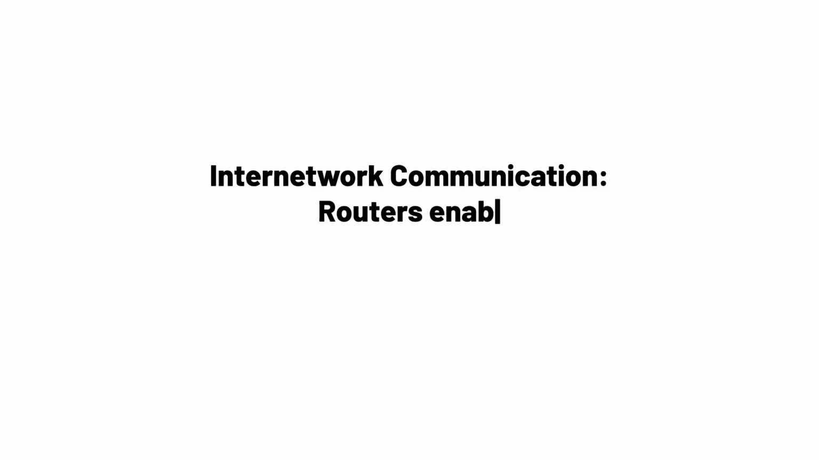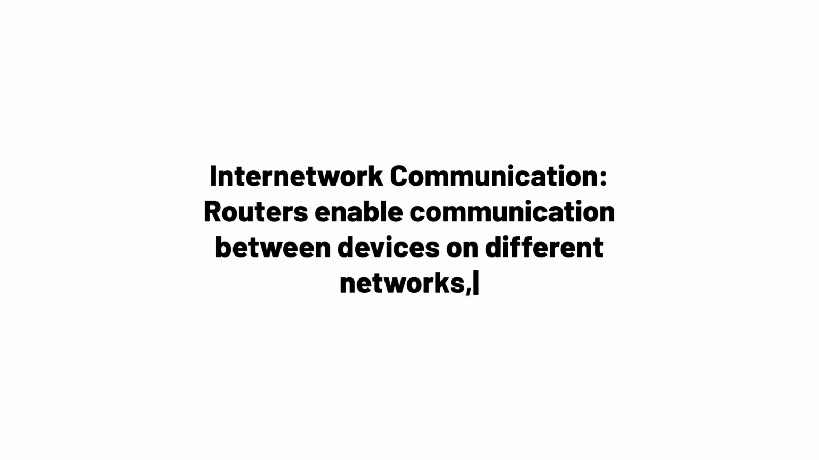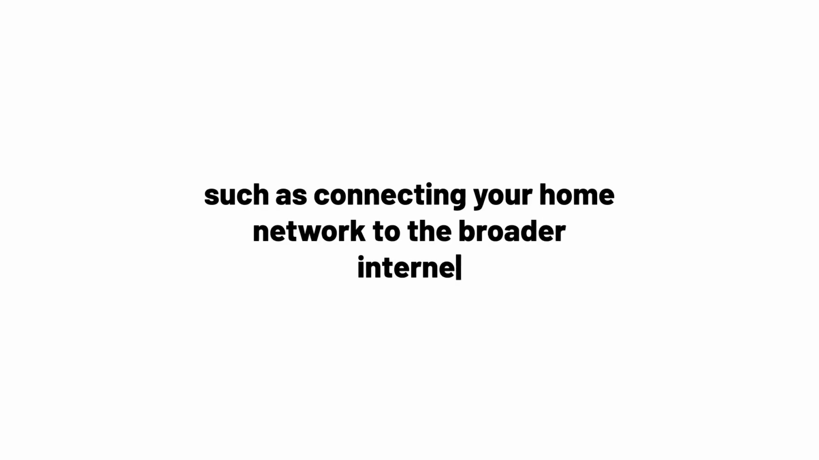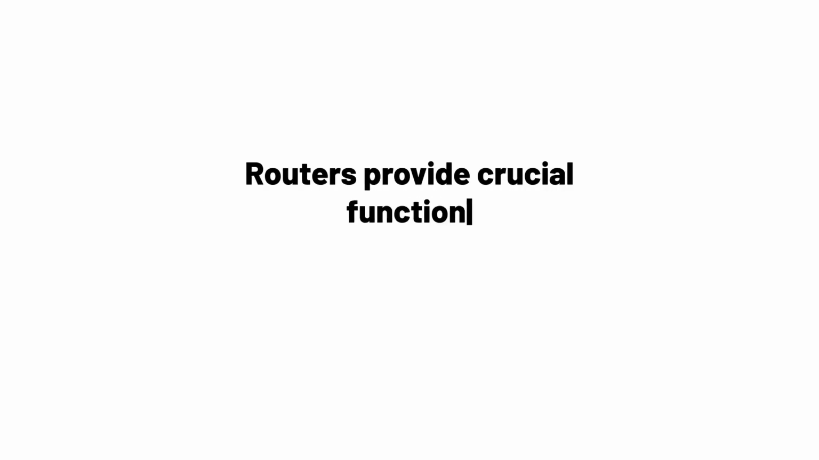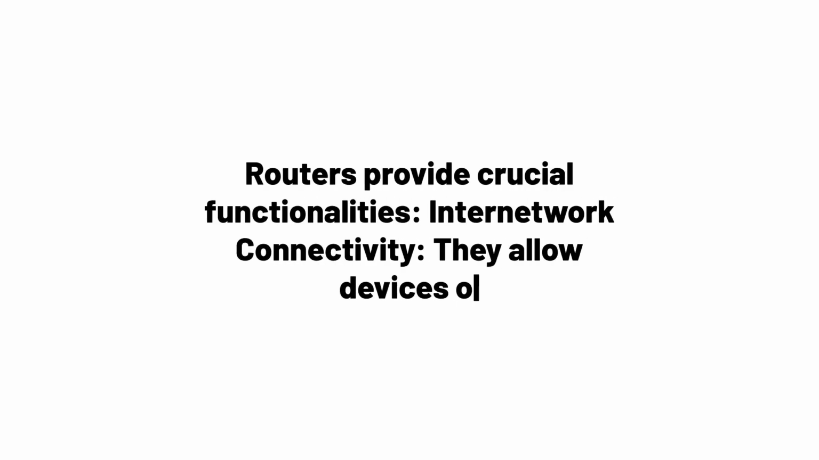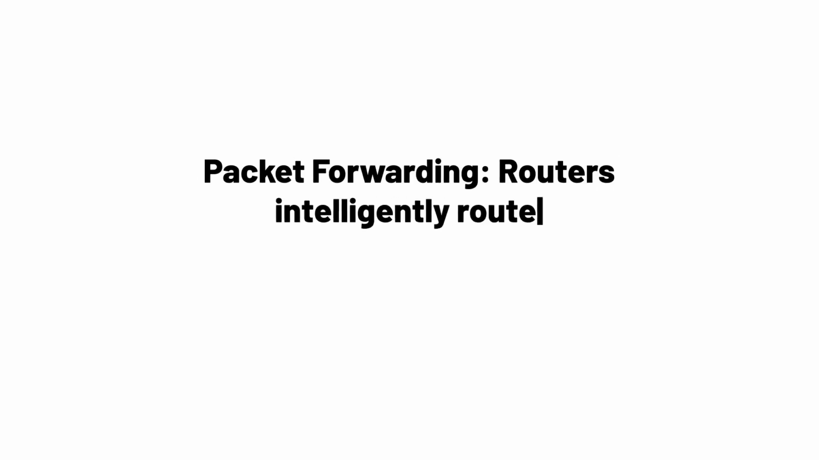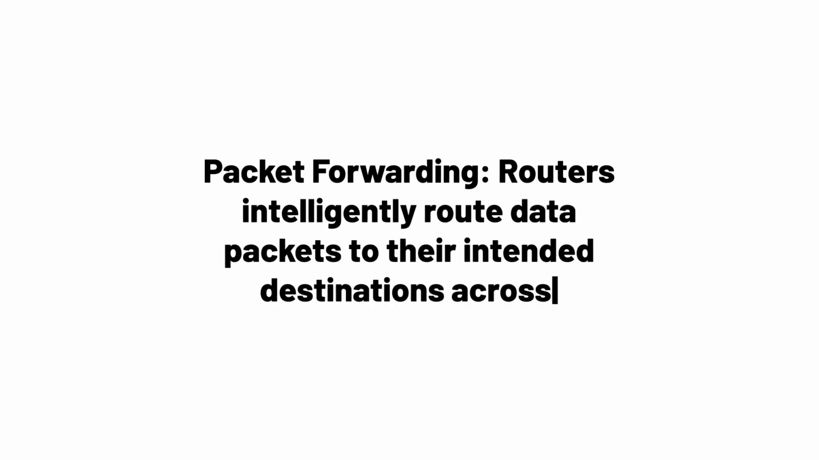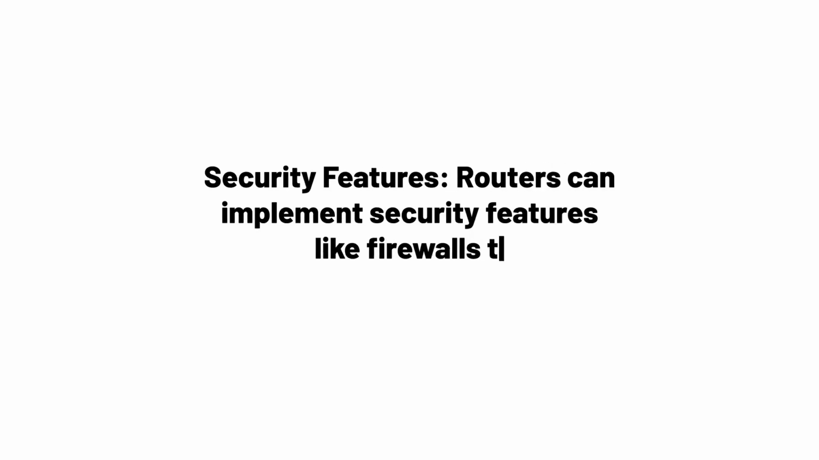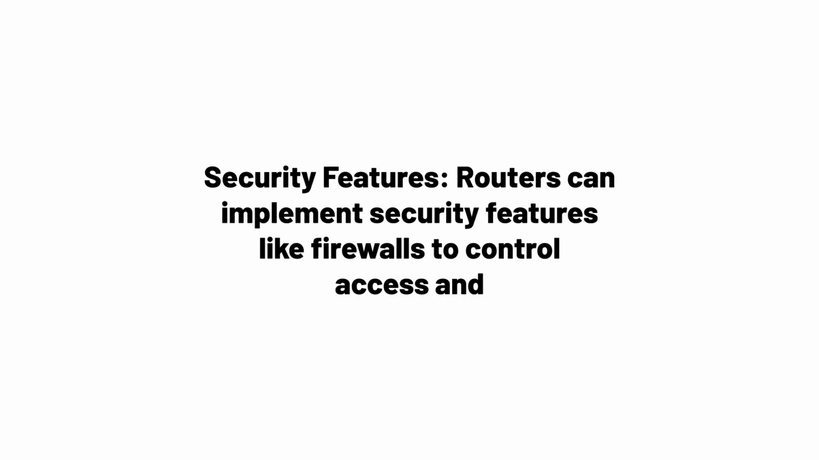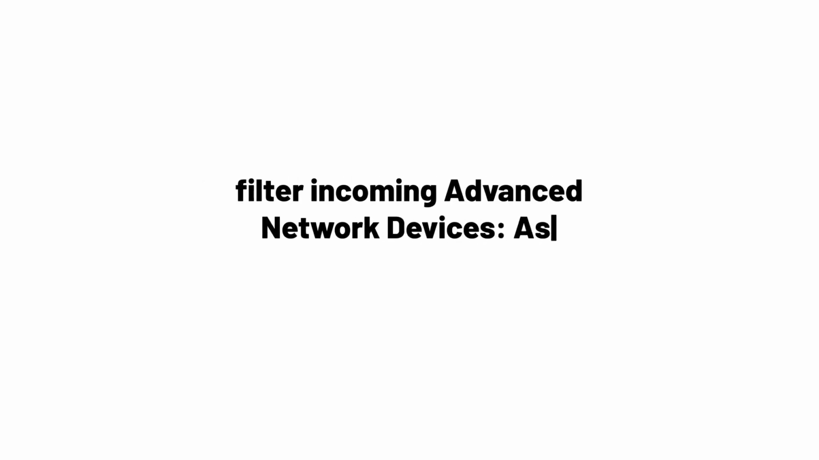Internetwork communication: routers enable communication between devices on different networks, such as connecting your home network to the broader internet. Routers provide crucial functionalities. Internetwork connectivity: they allow devices on different networks to communicate with each other. Packet forwarding: routers intelligently route data packets to their intended destinations across complex network structures. Security features: routers can implement security features like firewalls to control access and filter incoming traffic.